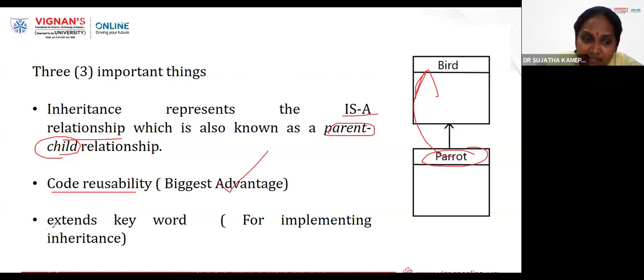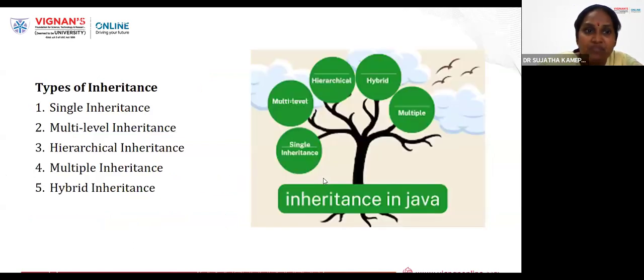And for getting inheritance in Java, how can we achieve inheritance? For achieving inheritance in Java, we use a keyword called extends. Here we use a keyword called extends, right? Now, here we can see what the different types of inheritances are. We have single inheritance, multi-level inheritance, hierarchical inheritance, multiple inheritance, and hybrid inheritance. All these are the different types of inheritances that we have, right?